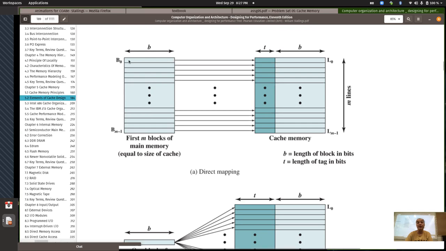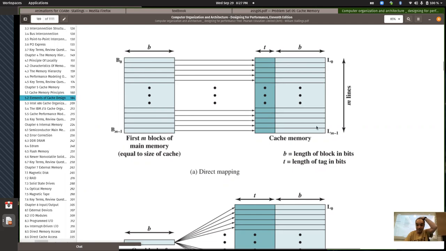So memory address 0 through 64. And then block one would be the next block after that. So memory address 0 to 63, memory address 64 to 127, if we were using 64 bytes for our block size, right? So for direct mapping, each block maps to one particular line. Okay, so we only show the first M blocks, but then after that, the mth block.